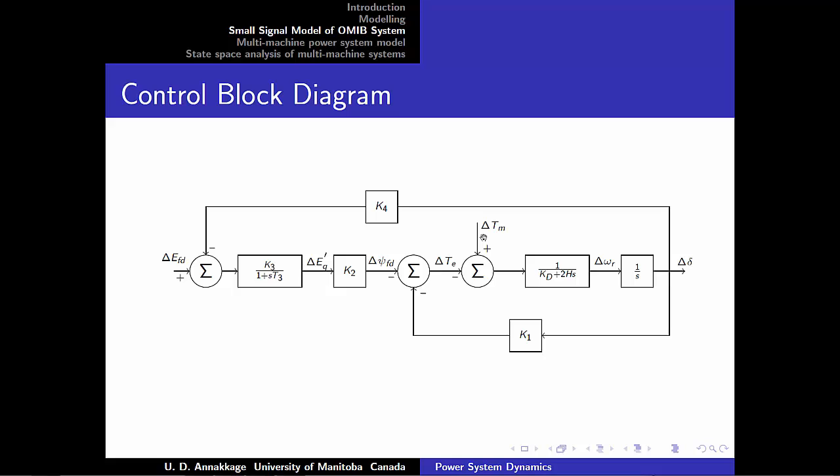Before we go into this analysis, I want to give a review of the dynamic behavior of a simple second order system.